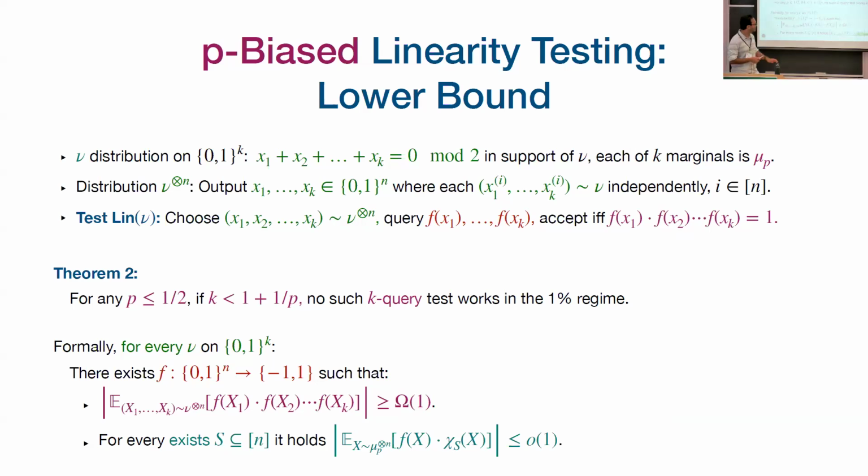So this is just, I'll say that this is f of x times chi s of x, and this is just little over 1.